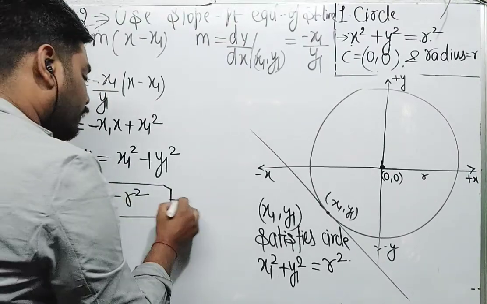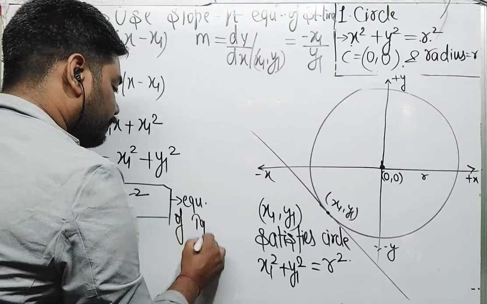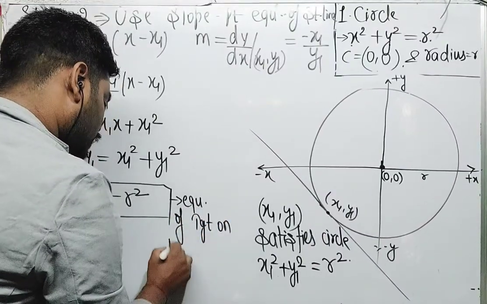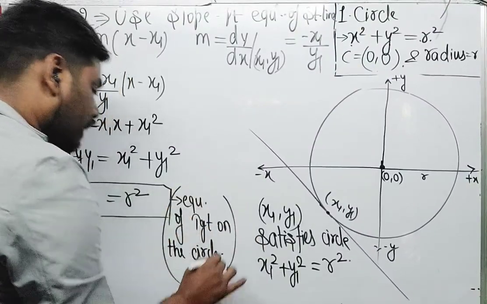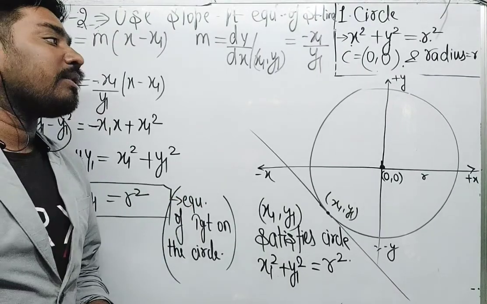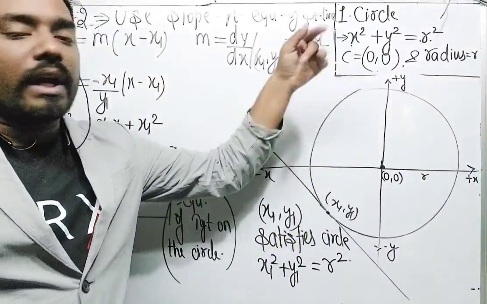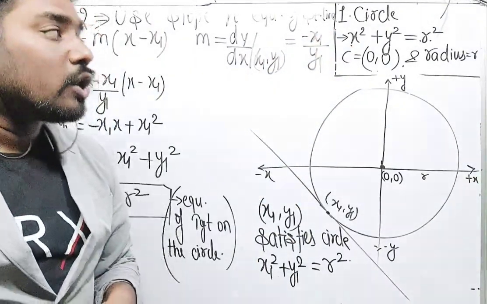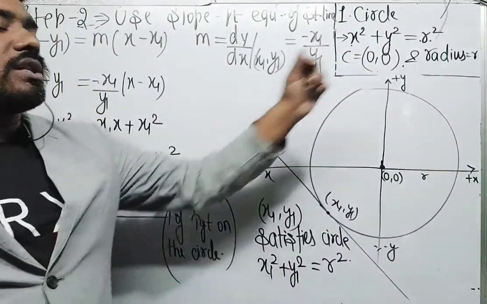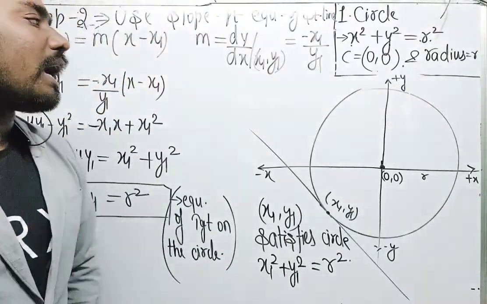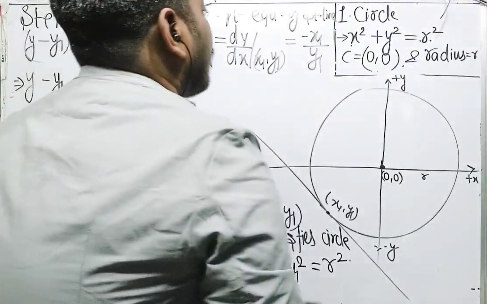This is the equation of the tangent on the circle. Which type of circle? The center-radius equation of the circle, that is x square plus y square is equal to r square. So x square is replaced by x1 x, y square is replaced by y1 y, is equal to r square. So this is the required equation of the tangent of the circle.